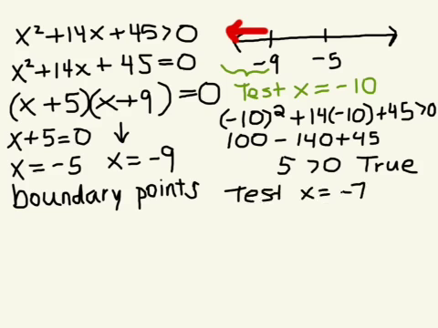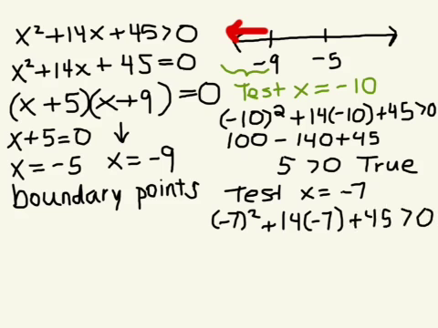When I put it into the problem, is -7 squared plus 14 times -7 plus 45 greater than 0? If you work out all these numbers over here, you're going to get 49, 45. Oh, you're going to get a false. Okay, I'll let you work that out on your own with a calculator if you like. So that means don't shade the region between -9 and -5.